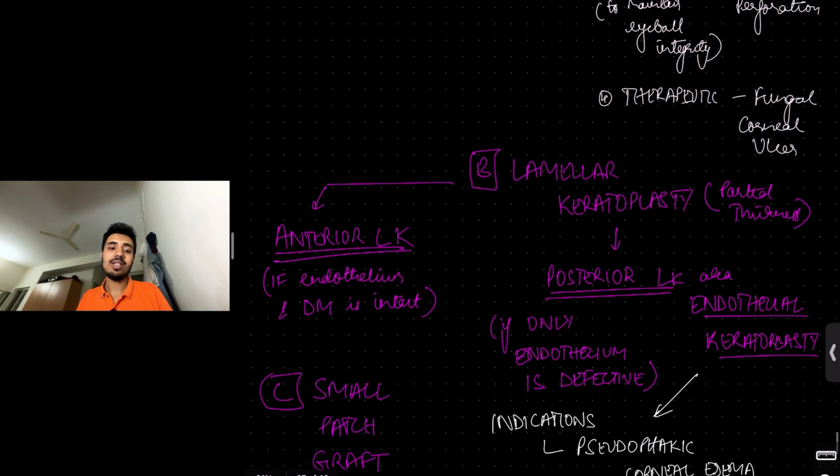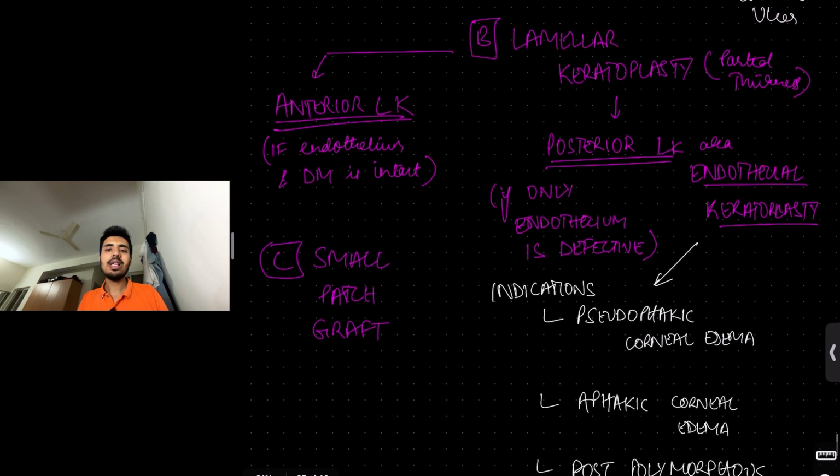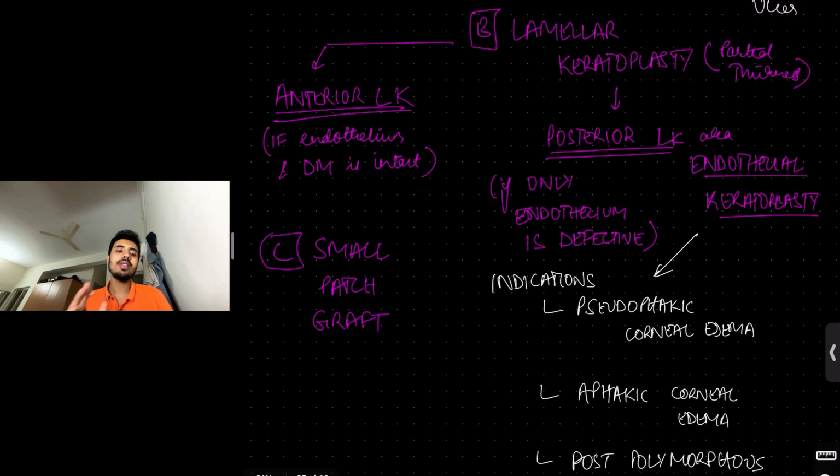So this is penetrating keratoplasty, that is complete thickness. Lamellar keratoplasty is when you put a partial thickness corneal graft. It can be anterior lamellar keratoplasty or posterior lamellar keratoplasty. Anterior lamellar keratoplasty is done if Descemet's membrane and the endothelium are intact. Posterior lamellar keratoplasty, also known as endothelial keratoplasty, is done when only the endothelium is diseased. So then we'll only replace the posterior lamella. That is why it is known as endothelial keratoplasty.